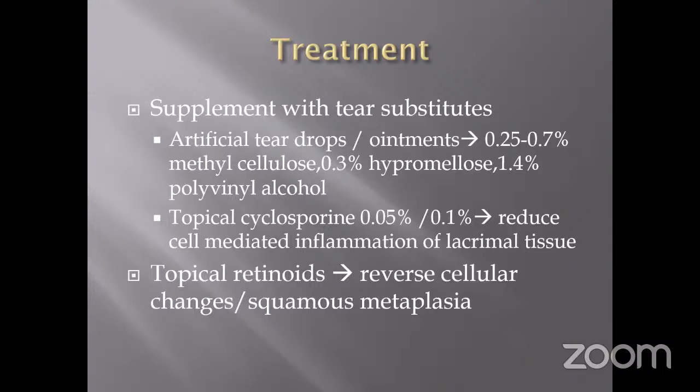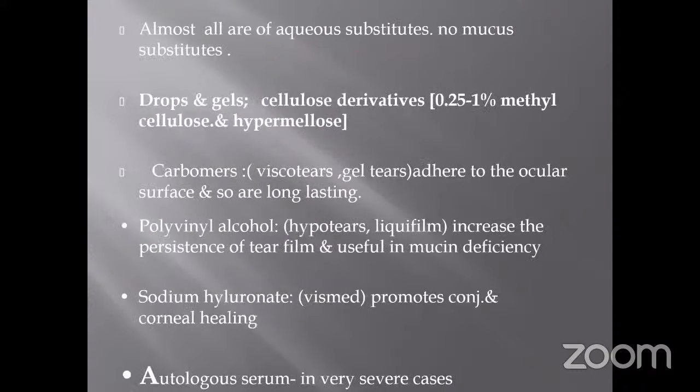Also in conditions when there is severe dryness, like in Sjogren syndrome and SJS, Stevens-Johnson syndrome, we can also go for topical retinoids to reverse the cellular changes or squamous metaplasia. So almost all are aqueous substitutes. There are no mucus substitutes. The drops and gels that we prescribe are the cellulose derivatives, that is methyl cellulose, hypromellose varieties.